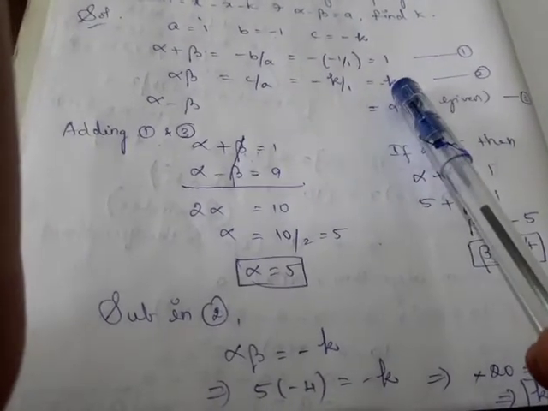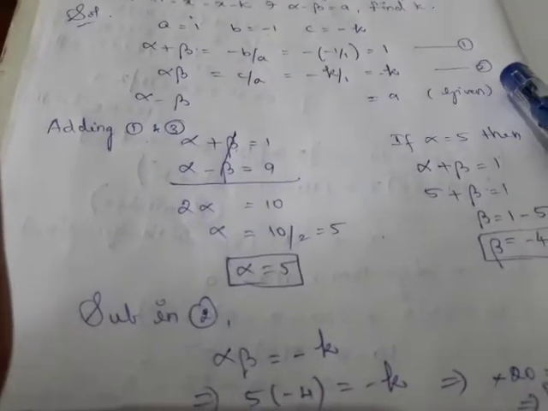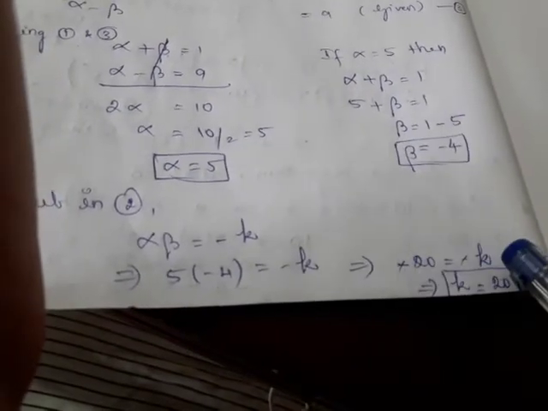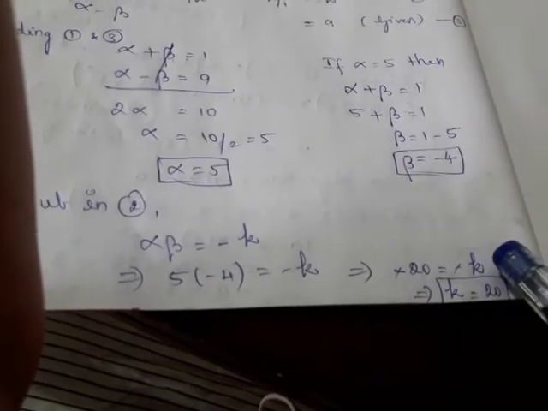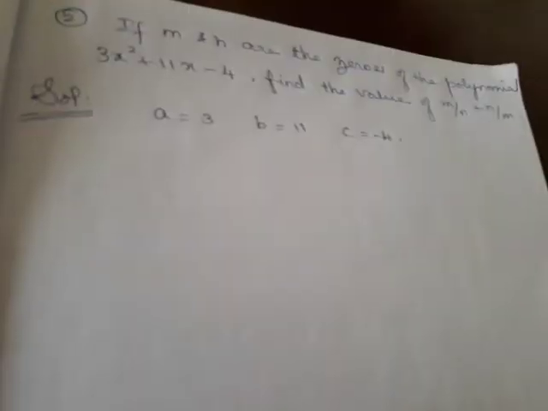So what are we going to do now? We are going to substitute the value of alpha and beta in the second equation to find what is k. So alpha is 5, beta is minus 4, which is equal to minus k. So 5 4s are 20, minus 20 equals minus k. Minus minus will get cancelled, so the value of k is 20, right?